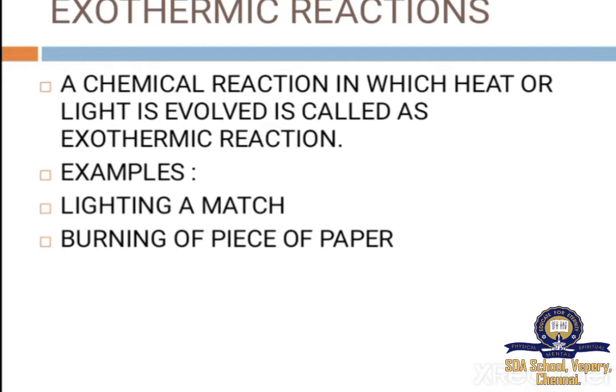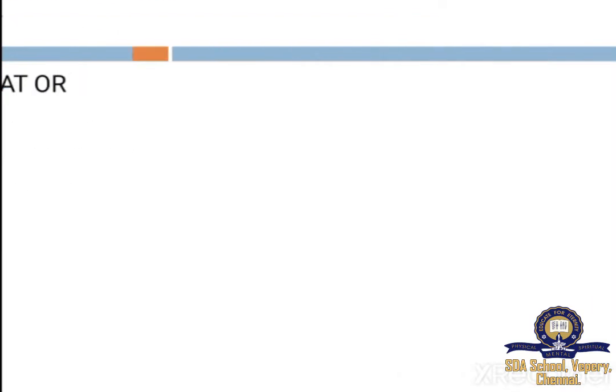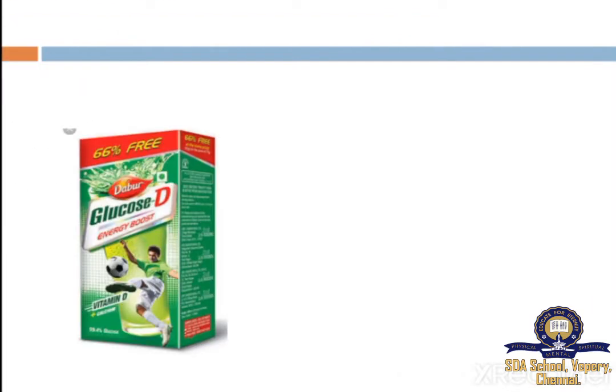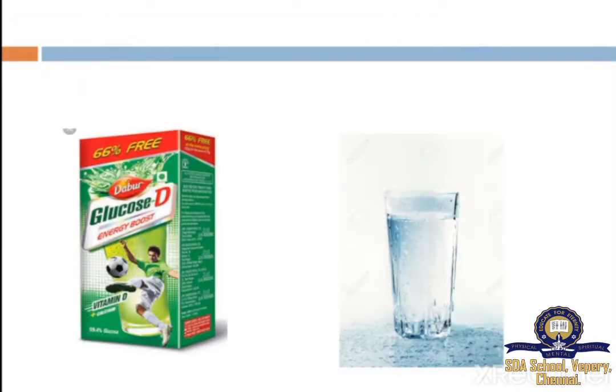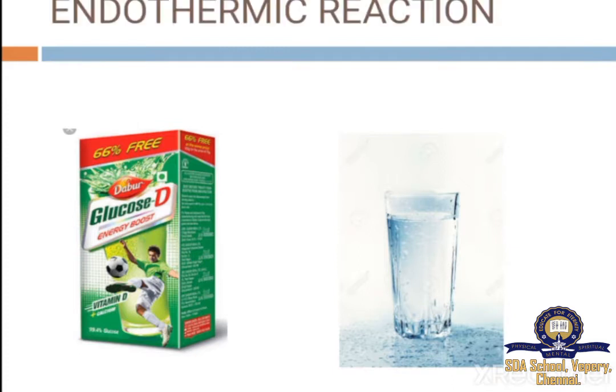Let's see another example. Take some glucose powder and a glass of water. Now add 1 or 2 tablespoons of glucose and touch the glass and feel the change. You will feel cold because here the heat is absorbed from the surroundings. And this type of chemical reaction is known as endothermic reaction.